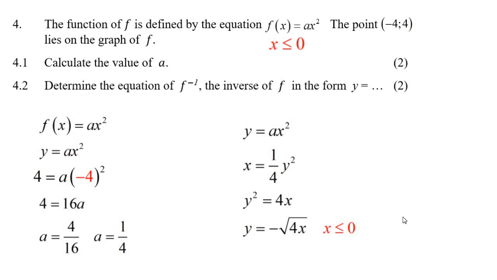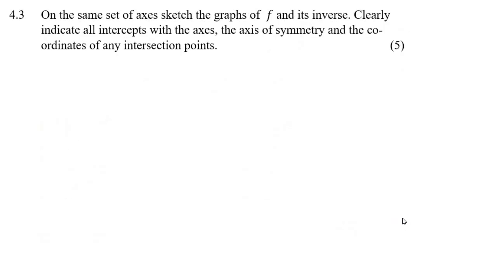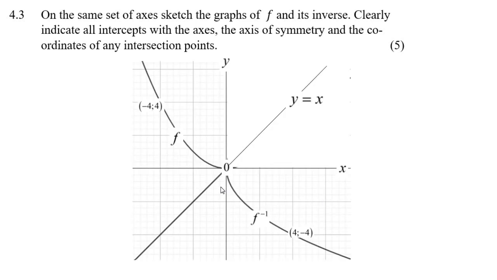Okay, and what does that look like? So we're going to ask you on the same set of axes, sketch these two things and the axis of symmetry and any intercepts. Well, here we go. We knew that minus 4 and 4 works as a point. So that means that 4 and minus 4 must work as a point. We know that 0 and 0 works in both of them. And there's the axis of symmetry, that I probably should have put axis of symmetry on, y equals x.